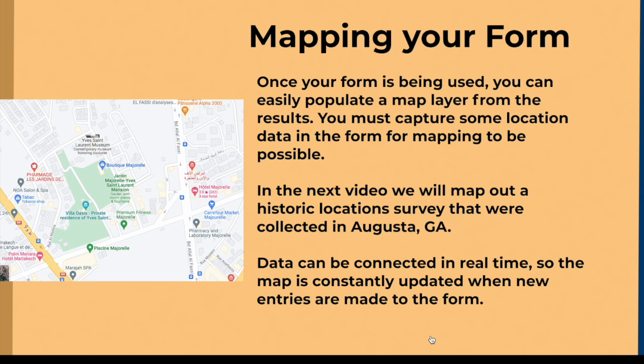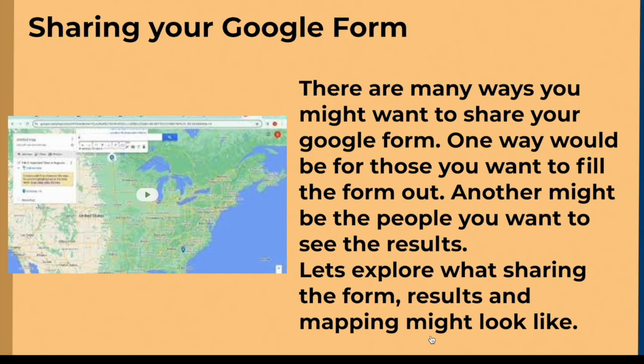Data can be connected in real time. So this is a form that exists currently, and if somebody enters a new location on the map, the next time that map is pulled up, that location is automatically generated in the map. The other thing that you can do easily, that we'll go through while we're watching this video, is how to share that Google form and your map. So we'll explore what sharing the form and what sharing the results of the mapping might look like.